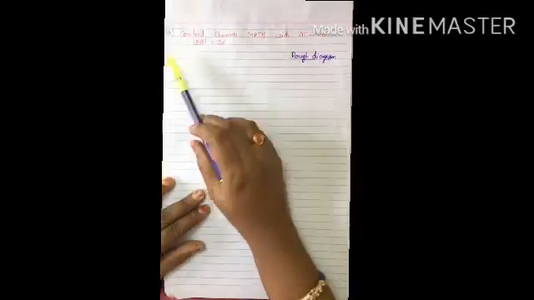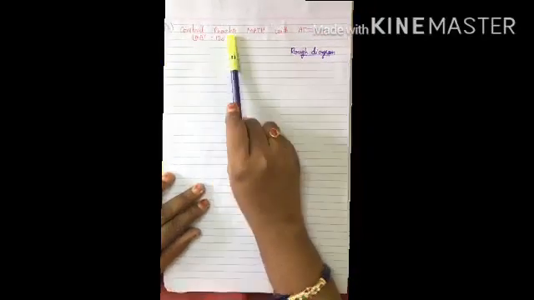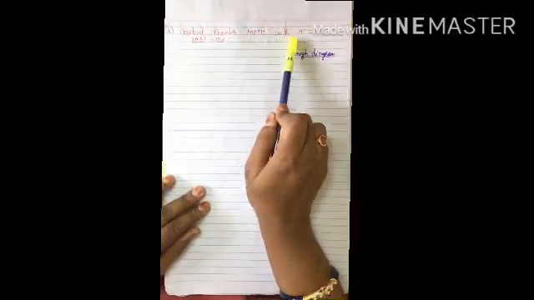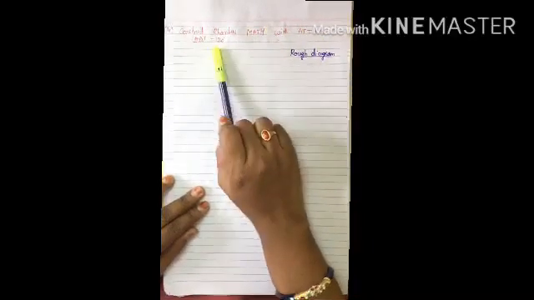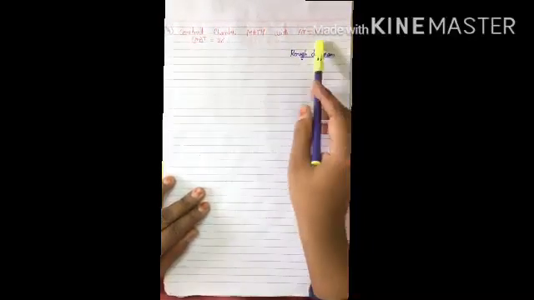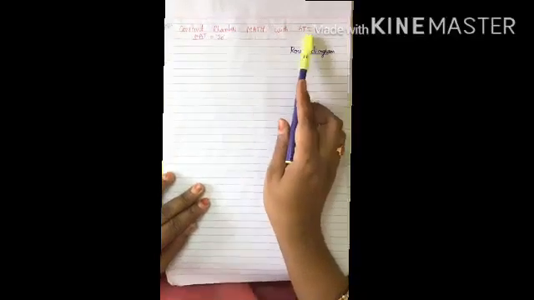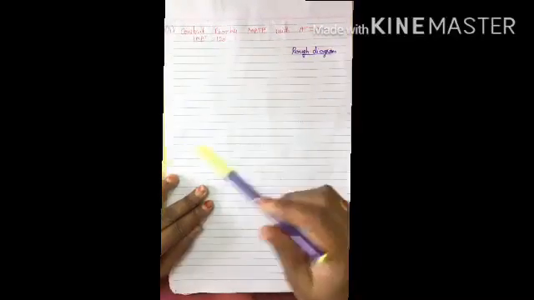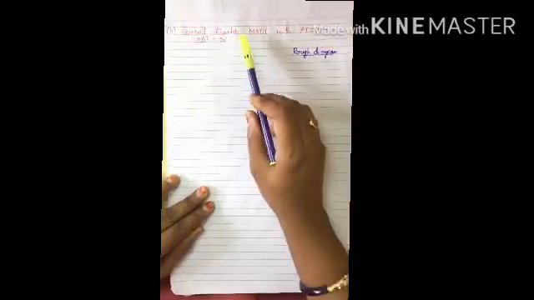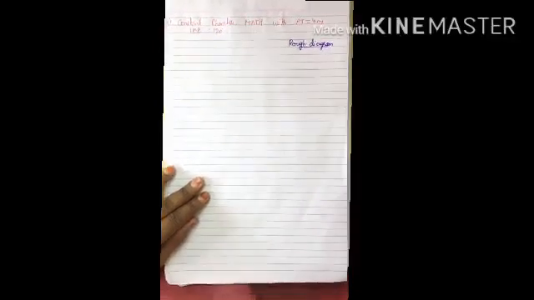Next, fourth question, children. Construct a rhombus MATH with side 4 centimeters and angle MAT 120 degrees. Here how many measurements are given? Only two measurements. Two measurements are required for rhombus. How many measurements are required for rhombus? Two independent measurements.